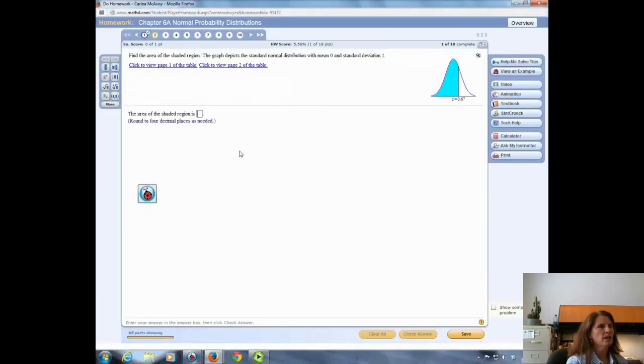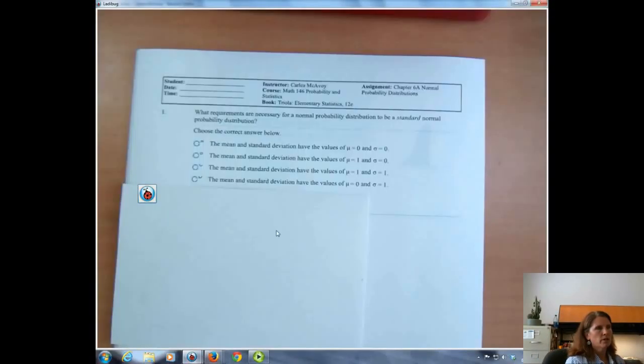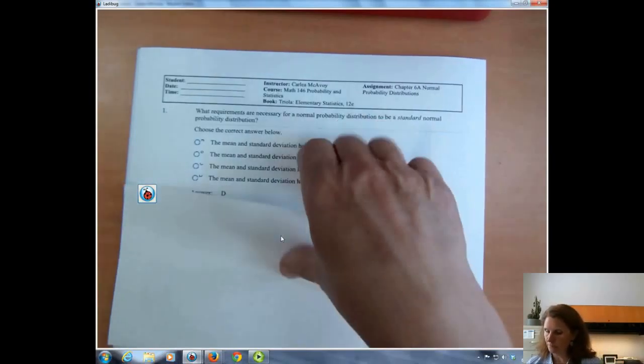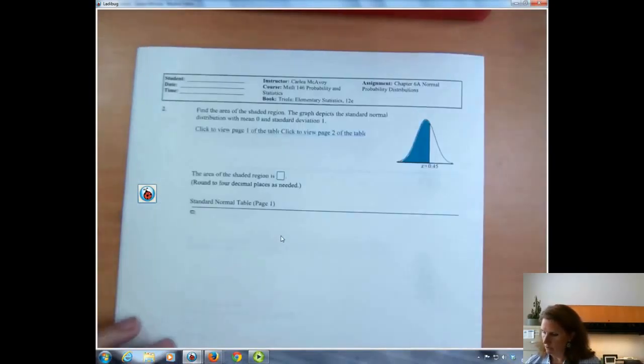Okay, find the area of the shaded region. The graph depicts the standard normal distribution with mean 0 and standard deviation 1. I'm going to switch over to the paper because I want to talk about this. They always have this thing, and you can do it with a table, but you are going to do it with your calculator. It's easy to do on your calculator anyway, but it's nice to understand what you're doing, so we want to go for more than just what the calculator says. Let's switch over to my paper and we'll do these there so I can show you a little bit more about that.